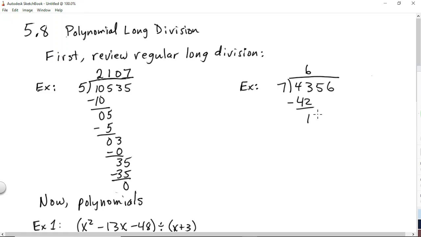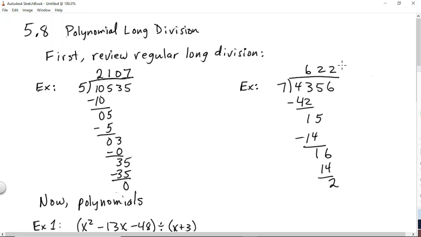So bring down the 5. 7 goes 2 times. 2 times 7 is 14. Subtract, you get 1, and bring down the 6, and 7 goes into 16 twice. 2 times 7 is 14. Subtract, we get 2. And that is the remainder because there's nothing left to bring down. So this time it doesn't go in evenly. There is a remainder.